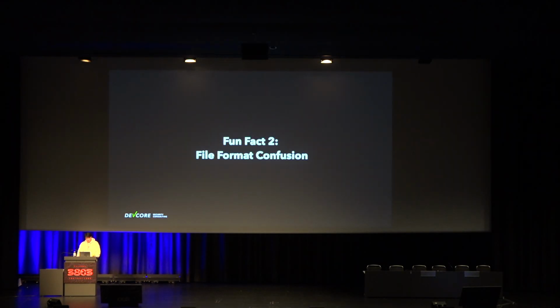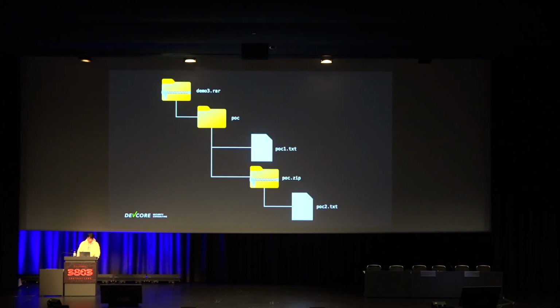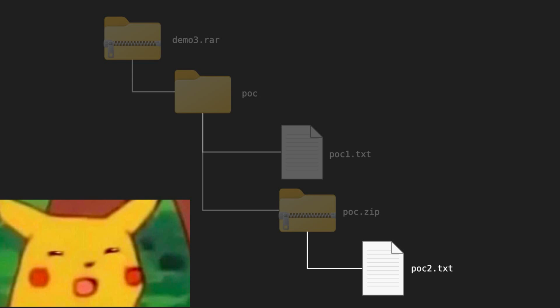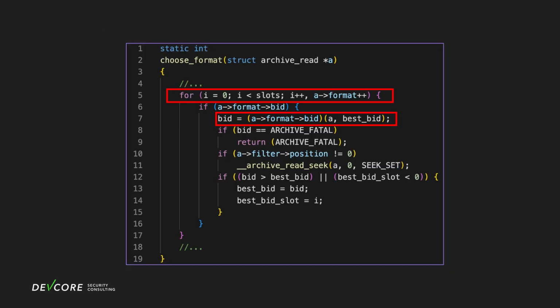And fun fact two: file format confusion. If we put a zip file in a RAR file, just like this, and open it in File Explorer, we will only see the POC2 file, no other files or directories. And if you try to extract the whole file, only POC2.txt will be extracted. So how could that be possible? That's because when using Libarchive, you don't need to tell Libarchive the target file format. Libarchive will try to figure it out.